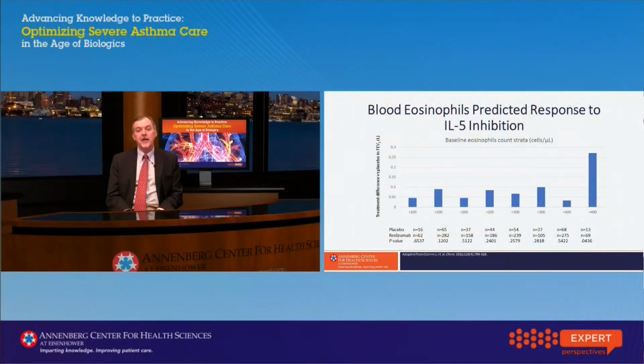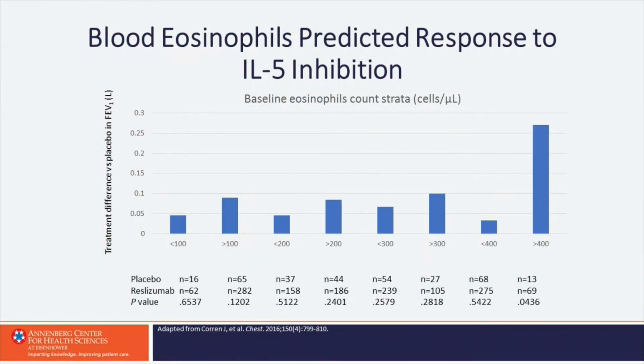I'm going to finish this module with a slide showing the correspondence of blood eosinophil level to the success of interleukin-5 inhibition. And the reason I'm picking this particular study is because we know that IL-5 inhibitors, anti-IL-5 drugs like mepolizumab and reslizumab and benralizumab, all block interleukin-5 activity from drawing eosinophils into the blood and ultimately into the airway.